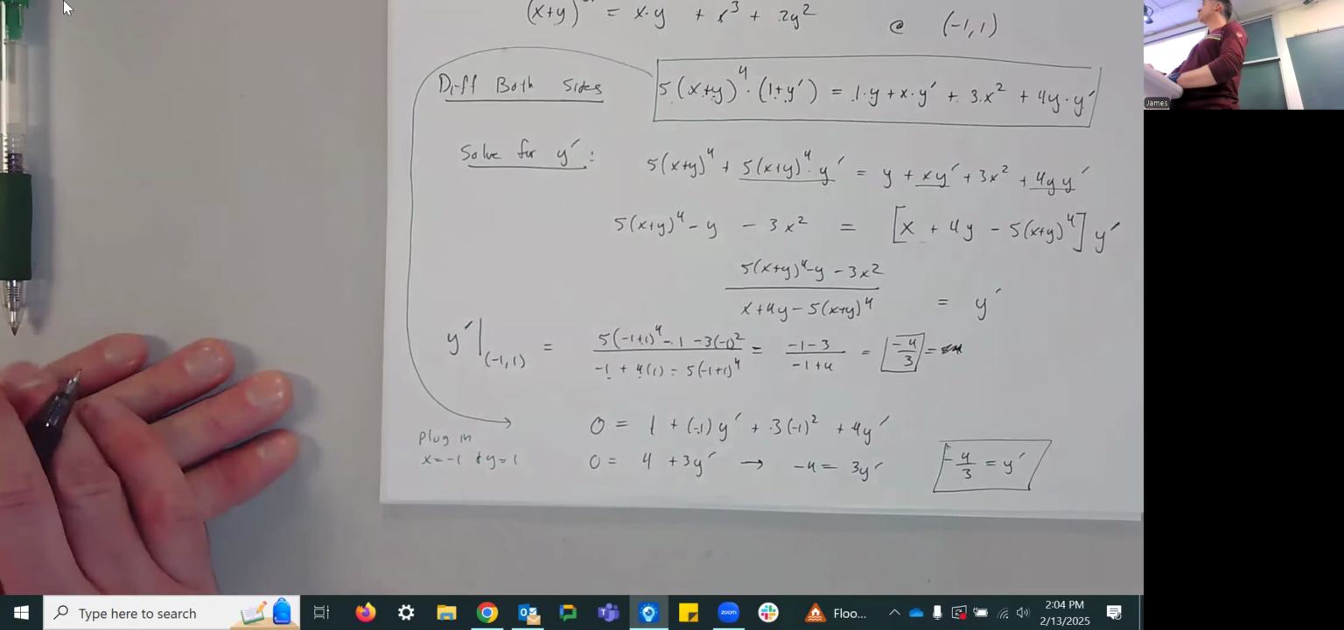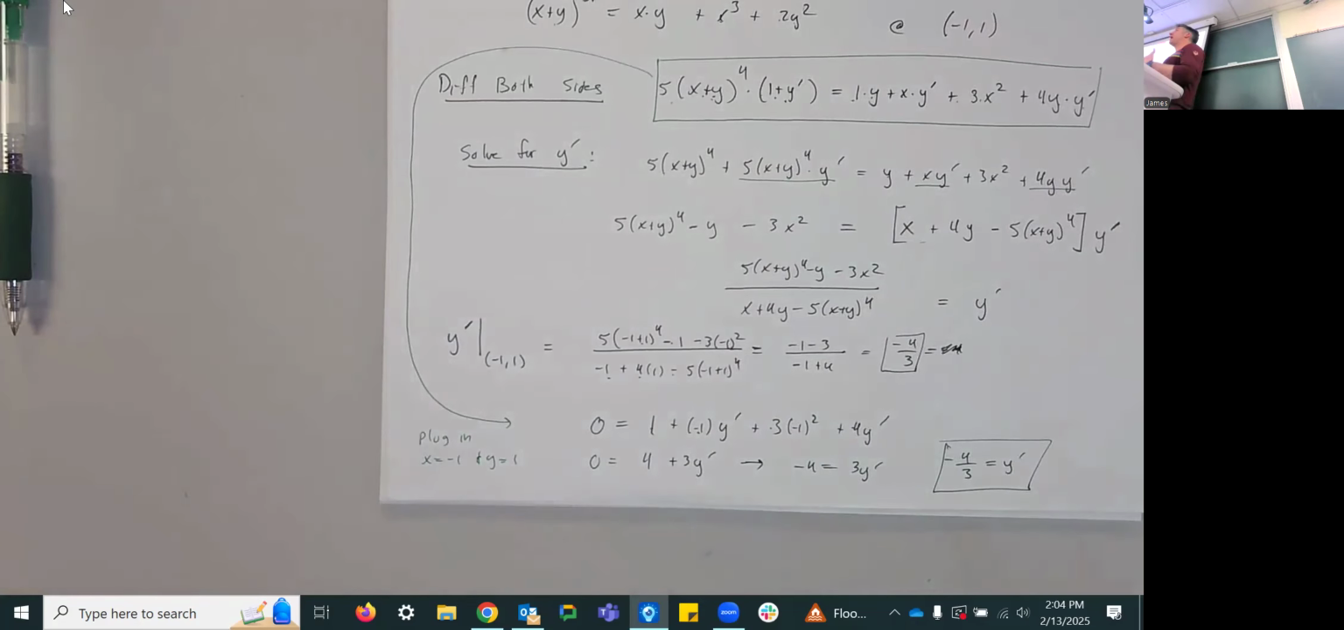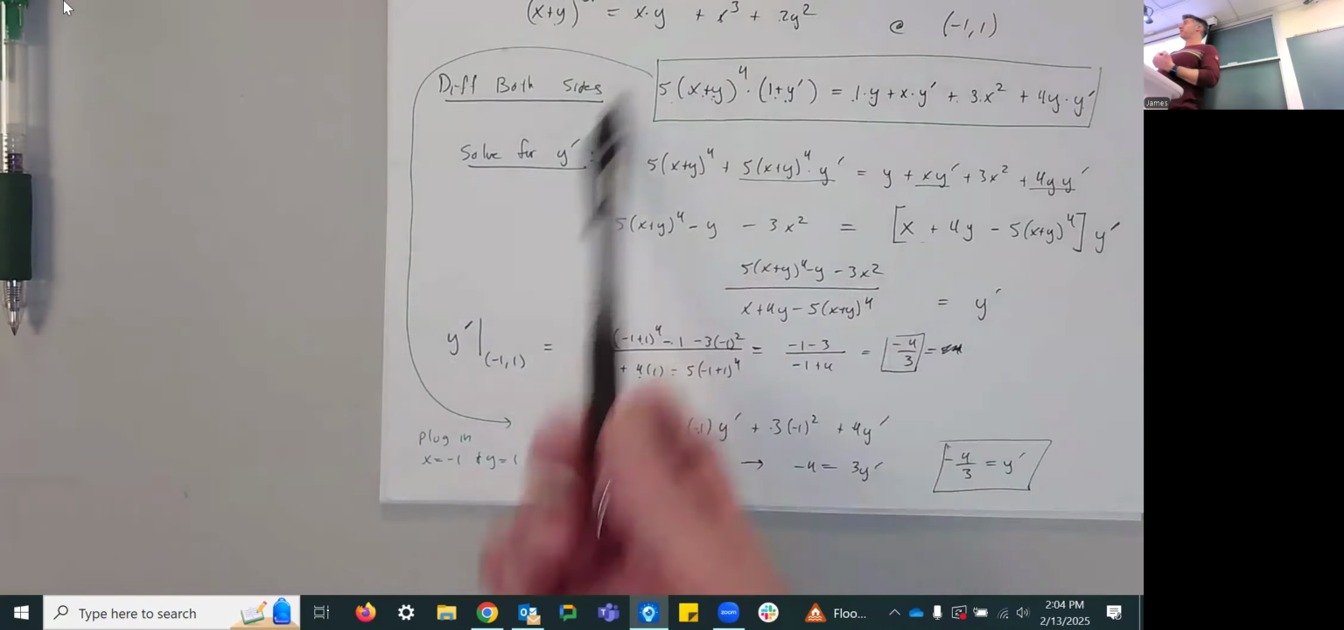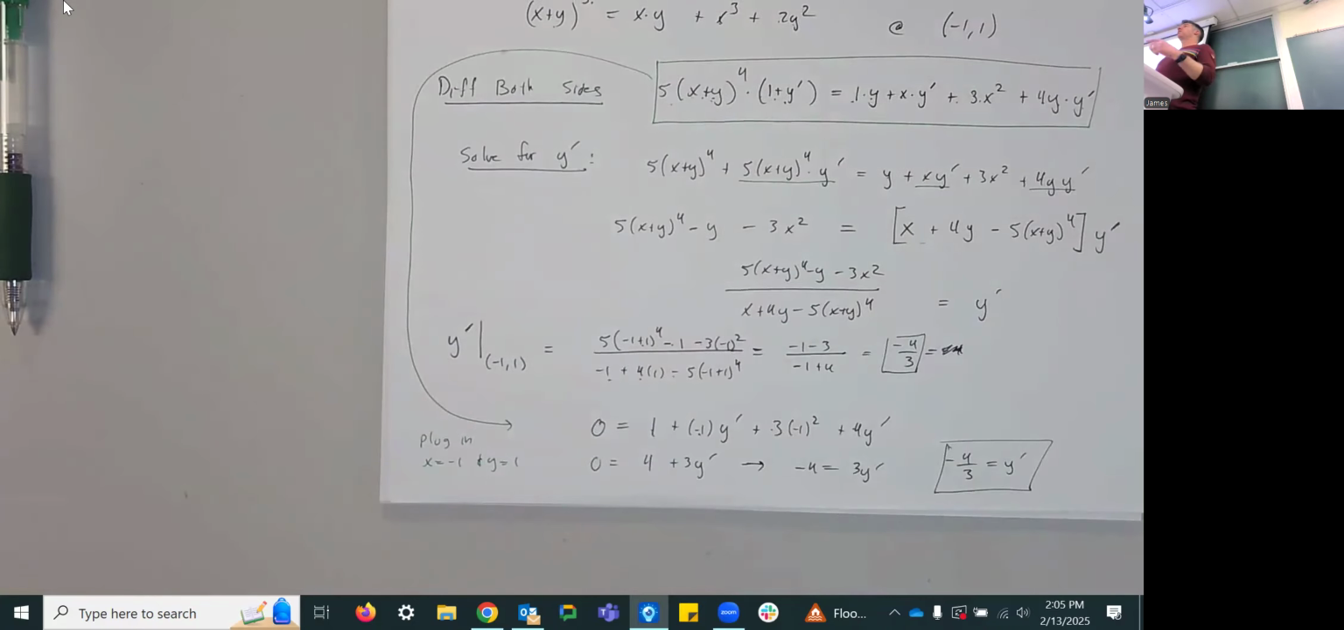Without a doubt. So if you were asked to find the slope of a line tangent to some implicitly defined function, the usual best way to do it is to differentiate both sides first. You have to take the derivative first of both sides, but then after that, plug in the point of tangency immediately, and then solve for y prime.